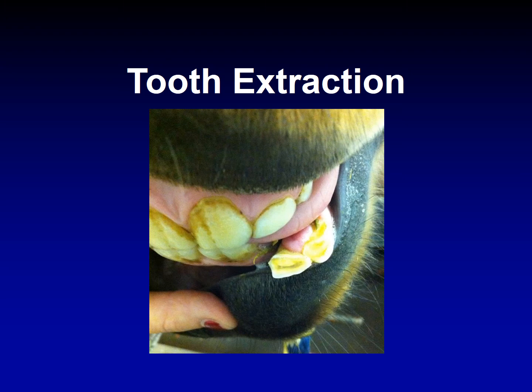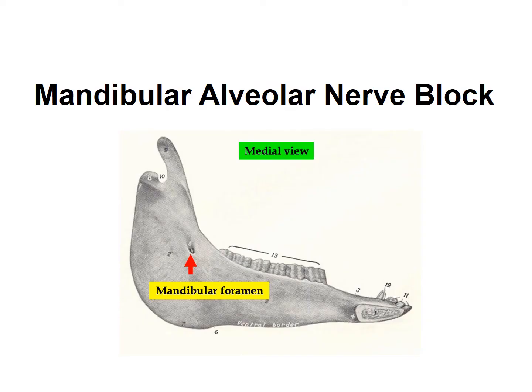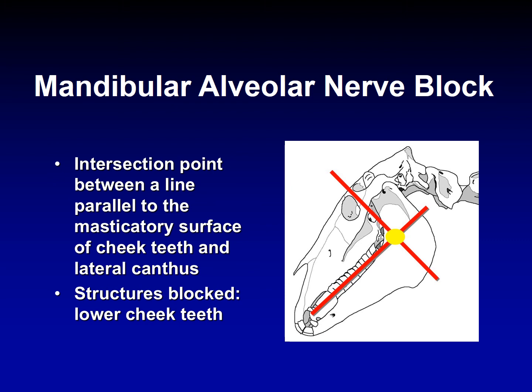The third nerve block is the mandibular alveolar nerve block. This nerve block is a little tricky because it's located on the medial aspect of the mandible. So it's not toward the outside; it's actually toward the inside of the mandible. The way you localize this mandibular foramen is by finding an intersection point, like the slide shown here. This slide shows where the point for injecting in the mandibular foramen is located.